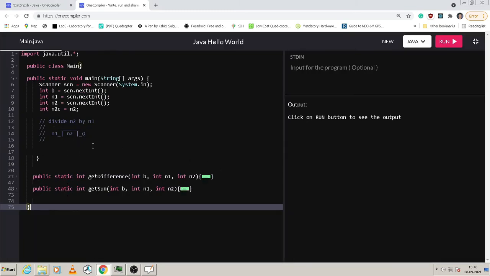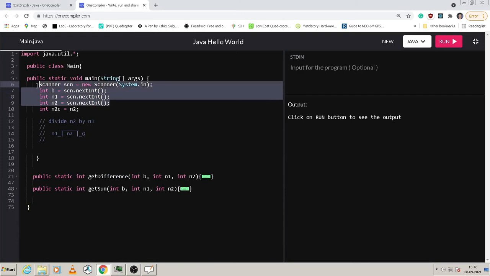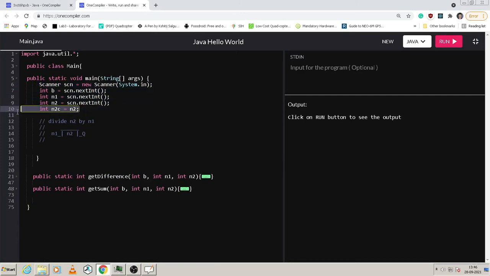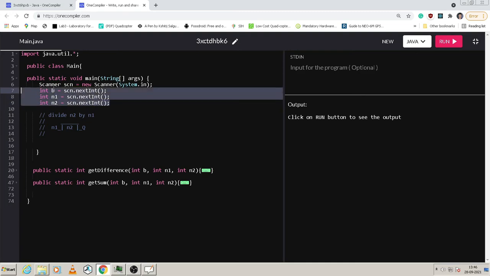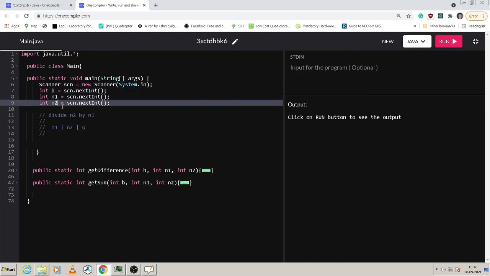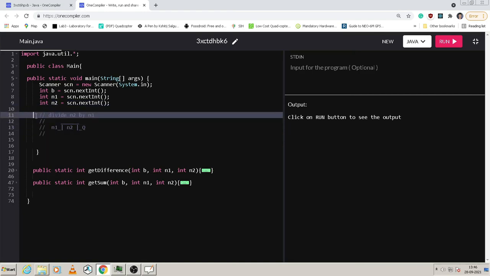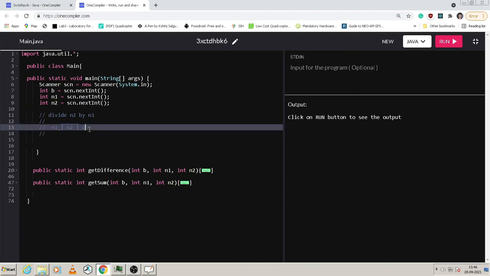It is just that I have taken all the inputs. For now I can remove this line, I'll explain it later. So I've created a scanner, took three inputs, base, n1, n2, and this is just a comment to make sure that we are dividing n2 by n1. This is how we used to write in our notebooks in our childhood. And this would be our question.